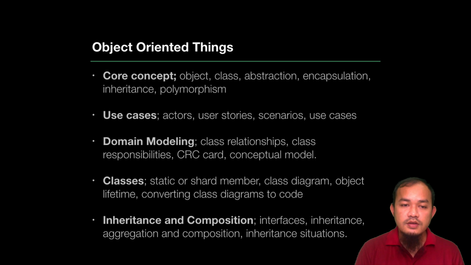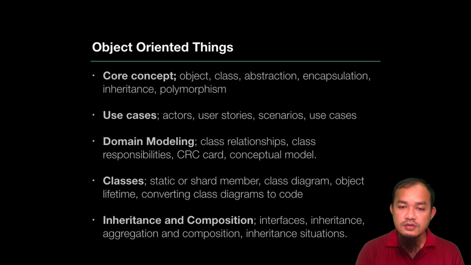The classes are also a main point of object-oriented. We have static, shared members, class diagram, object lifetime, and converting class diagram to code. From the model to code, we call it converting class diagram to code. I already uploaded one of the models that converts to code. We call it a code generator using UML. I already uploaded it to my GitHub, so you can check it.